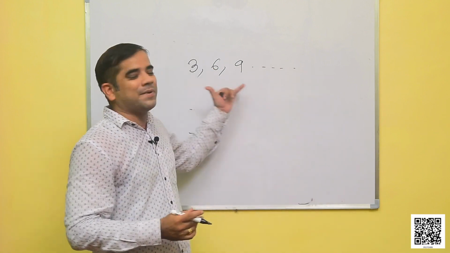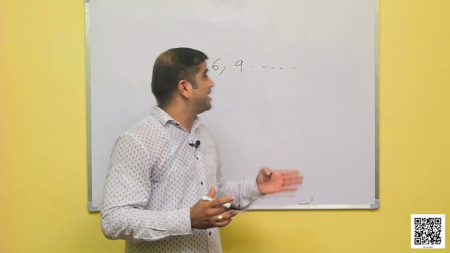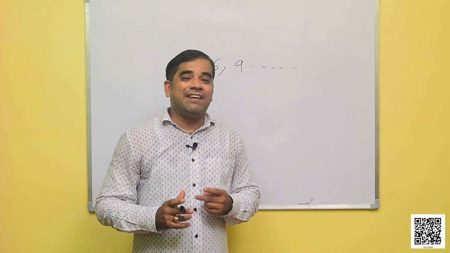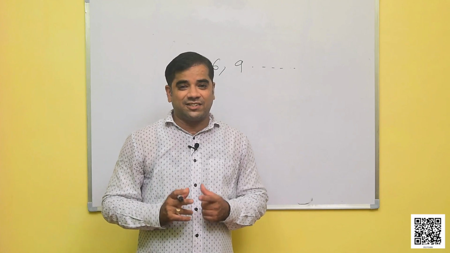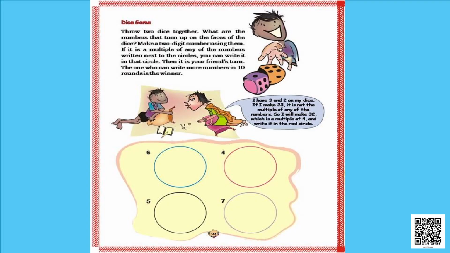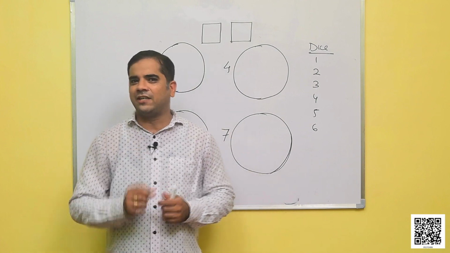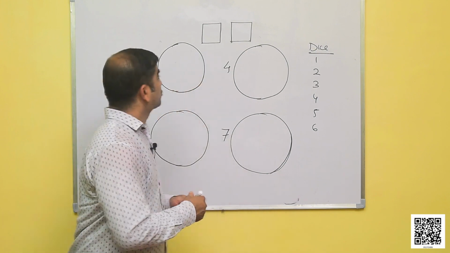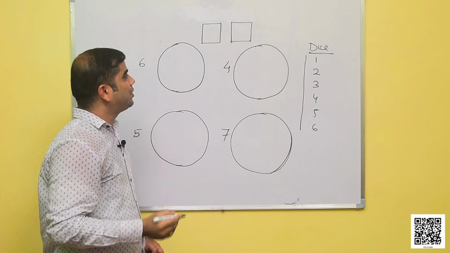So, all these numbers are called the multiples of 3, because they are all completely divisible by 3, giving remainder 0, as we have already discussed. Okay? So, students, let's play the dice game. I hope you all have played Ludo at home, isn't it? It has a single dice. Today we will play with 2 dice. We know the dice has all 6 numbers, 1 to 6.